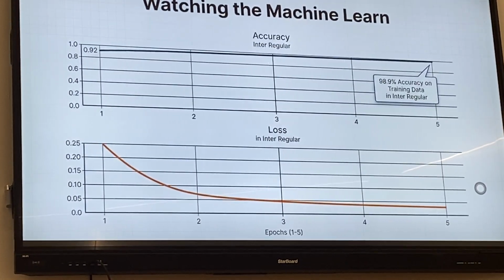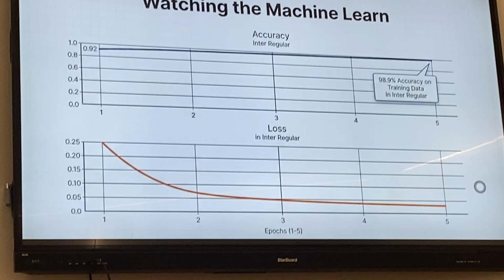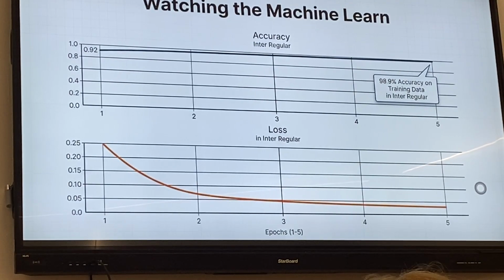Watching the machine work, that's what we are actually seeing. Gerta showed that previously. There is the loss, then there is the accuracy. These are the two curves as a function of epochs. The accuracy needs to go high, but the loss needs to go down.